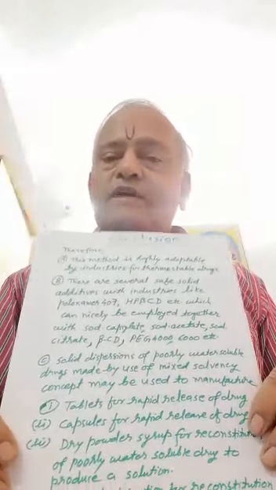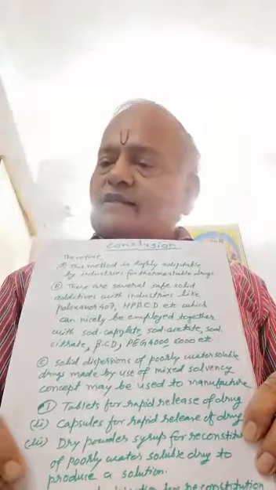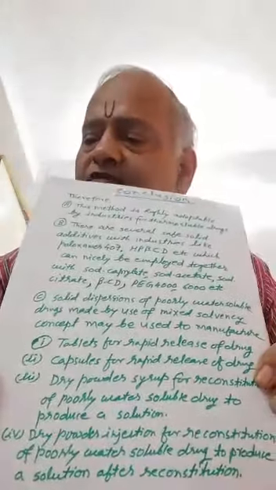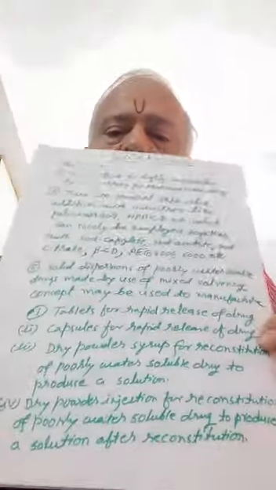Number four, dry powder injection for reconstitution of poorly water soluble drug to produce a solution after reconstitution. In this way you can prepare the dry powder injection for reconstitution also. Here suppose you want to extend the shelf life of your drug. Suppose in a ready-made injection the drug is unstable, or its expiry is 1 year, you may extend it to 2 years, 2.5 years, 3 years, etc.